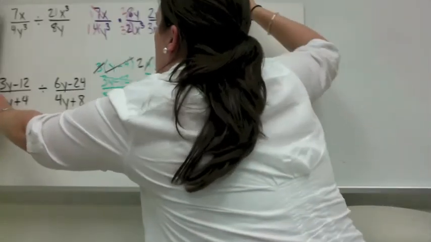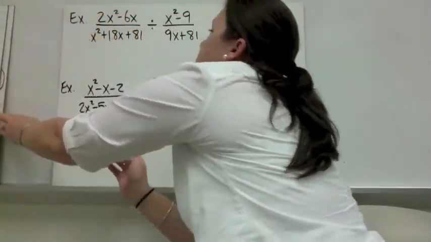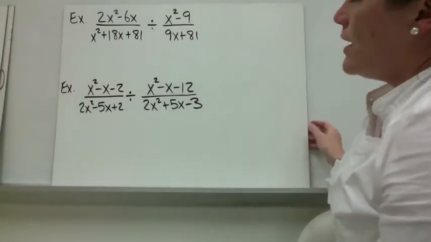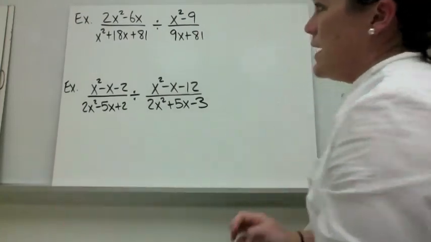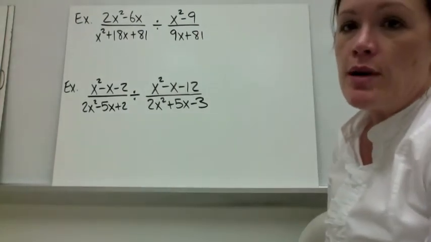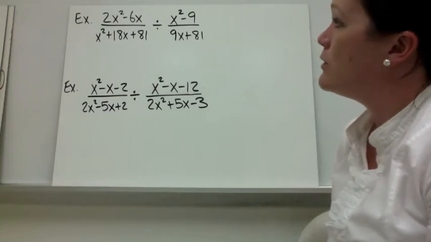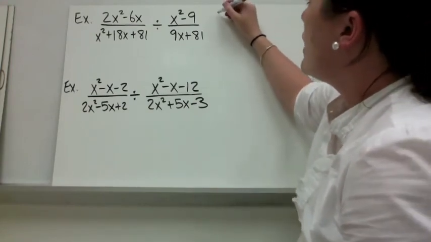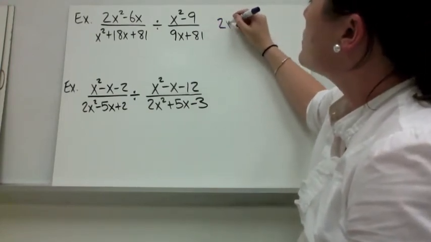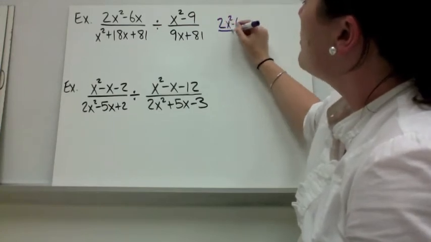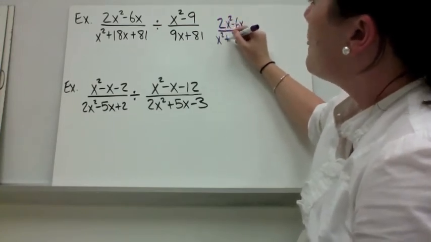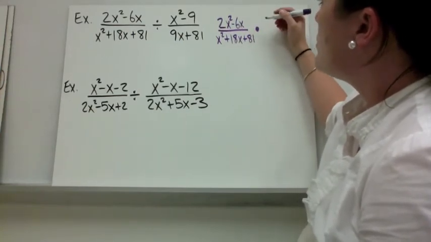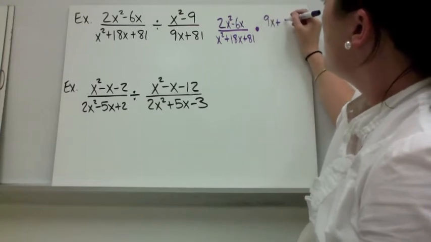So let's see. 2 more examples. I have 2x squared minus 6x over x squared plus 18x plus 81 divided by x squared minus 9 over 9x plus 81. So we still need to keep it, change it, flip it again. So let's rewrite 2x squared minus 6x. I'm going to keep the first fraction like it is. X squared plus 18x plus 81. Change it to multiplying and flip the second fraction.